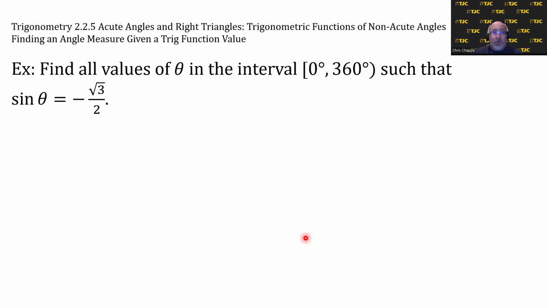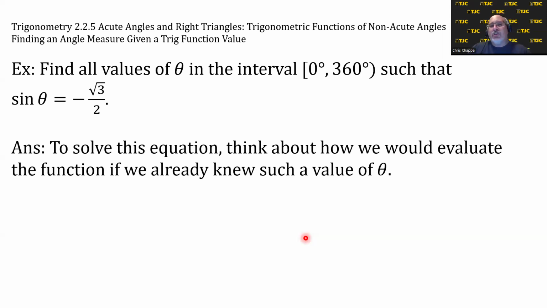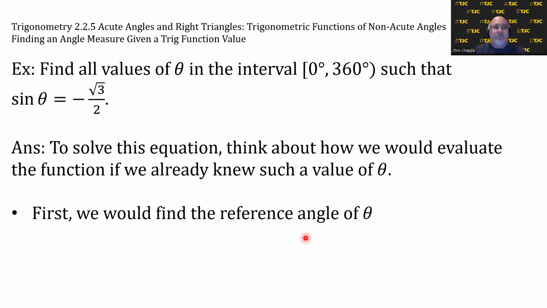Full disclosure, we're just basically solving a very simple trig equation. Down the road, we will have more complicated trig equations that will boil down to problems like this one. So this is a critical skill to have for future sections. All right, to solve this equation, think about how we would evaluate the function sine if we already knew such a value of theta. Well, we've already done that.